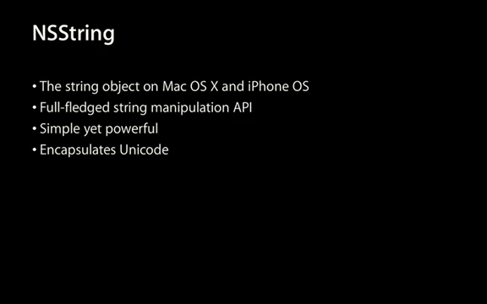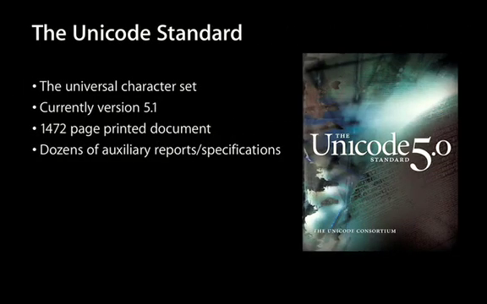Finally, it encapsulates Unicode. Now, Unicode is one of the keywords I've seen many times accompanying questions about string handling. What is Unicode then? It is the universal character set standard used by many technology leaders and standards. It is right now at version 5.1 and covers more than 100,000 encoded characters. The printed document is about this thick.